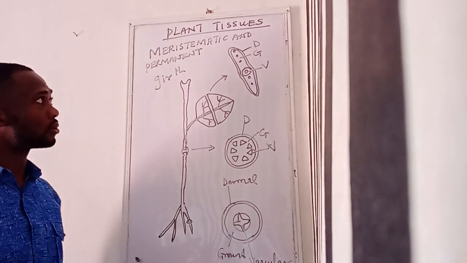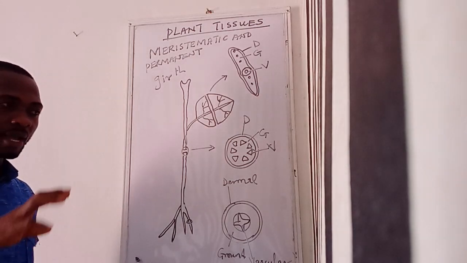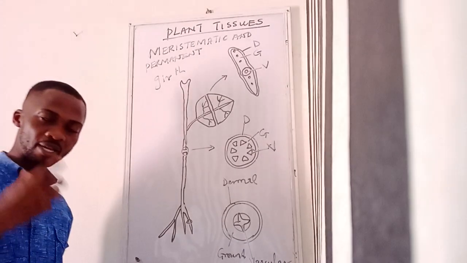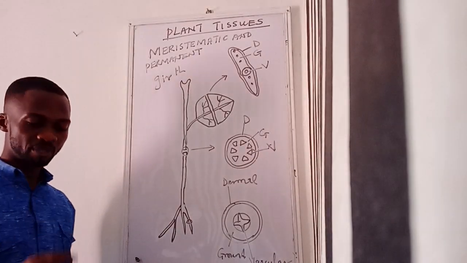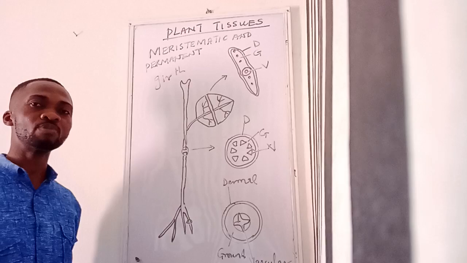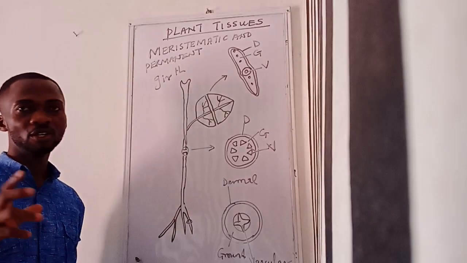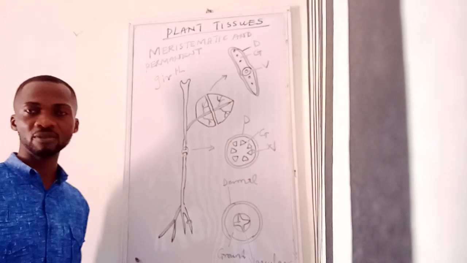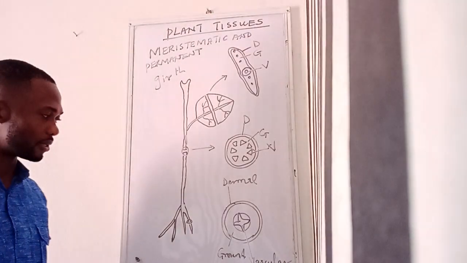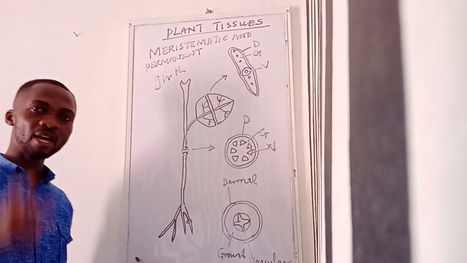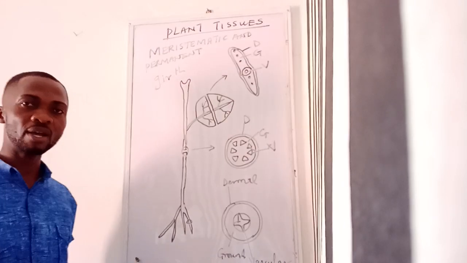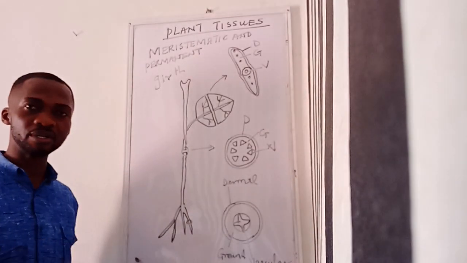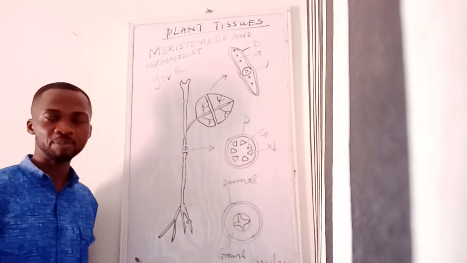The first one is called the dermal tissue. The dermal tissue consists of the epidermis. When we talk about the epidermis, we're talking about the outermost part of the plant. Some people call it the skin of the plant. The outermost layer of the plant is what they call the epidermis. This epidermis lines or covers every part of the plant. The leaves, the stem, and the roots are all covered by this epidermis.